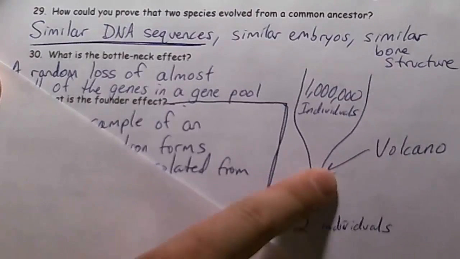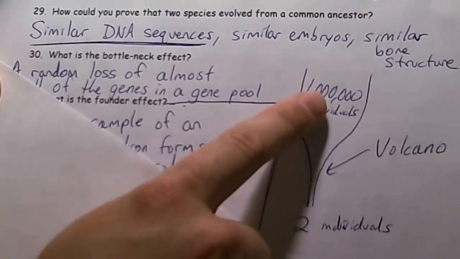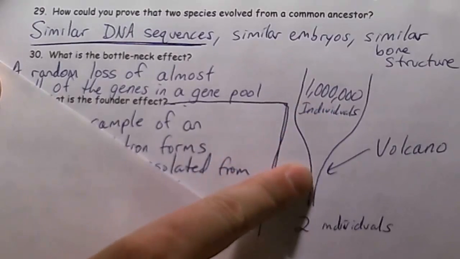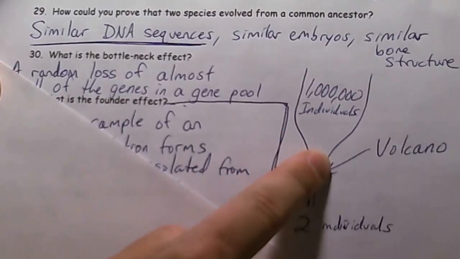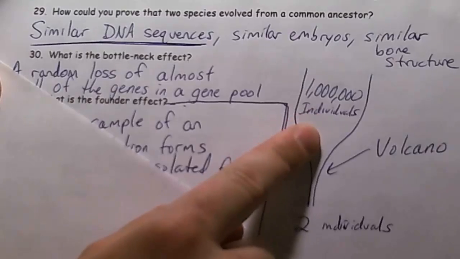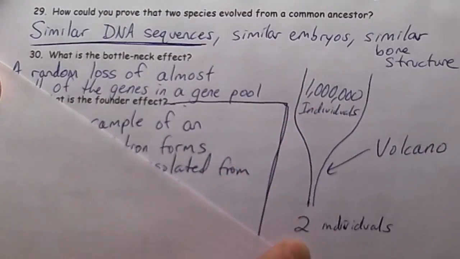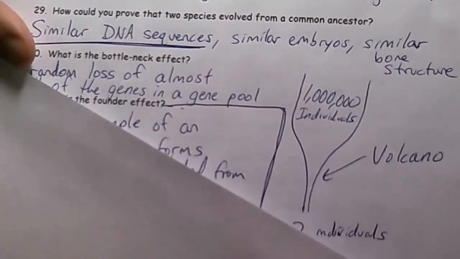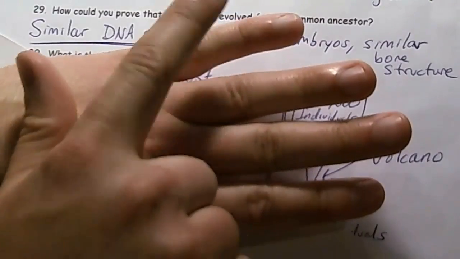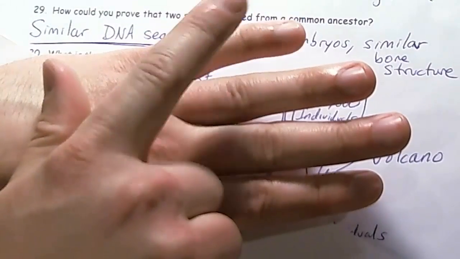Maybe let's say that's a volcano. It kills off most of all of the individuals in a population. If it does that, it's also killing off all of the genes within that population, and that means that only the 2 individuals are left to pass along their genes. Bottleneck effect, once again, pinky, small population size.